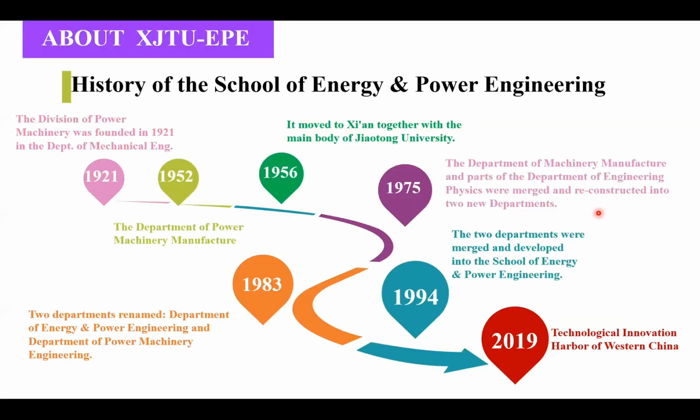Okay, so this is the history of the School of Energy and Power Engineering. It was started in 1921 in Shanghai, and then in 1956 it moved to Xi'an with the whole university. In 2019 we moved to the Technical Innovation Harbor of Western China, or we usually call it, for short, I-Harbor.